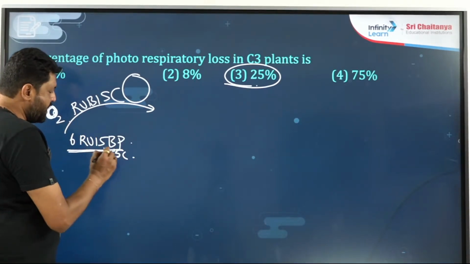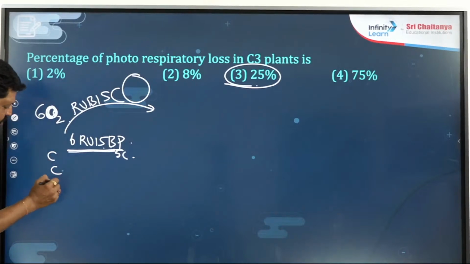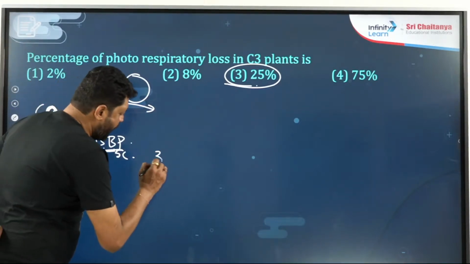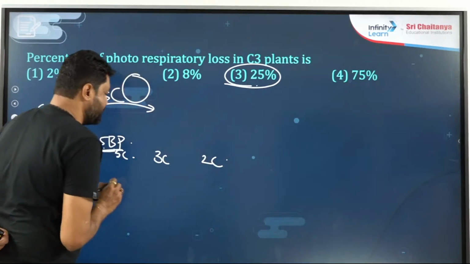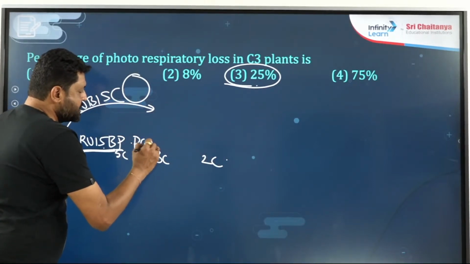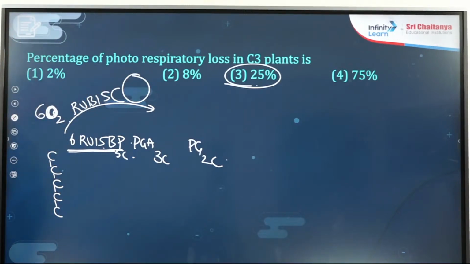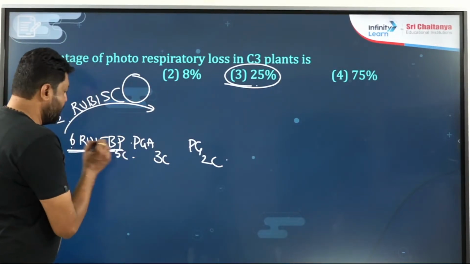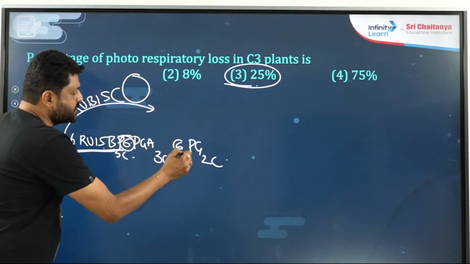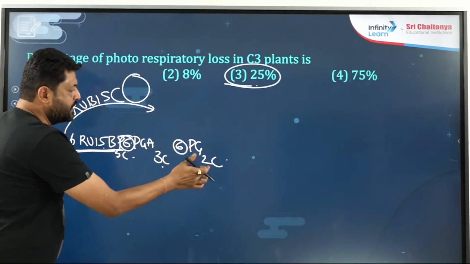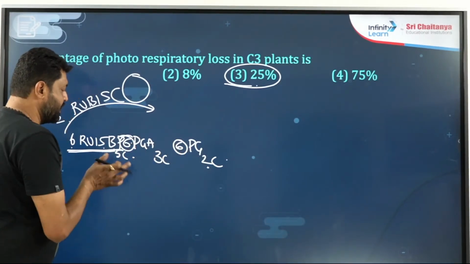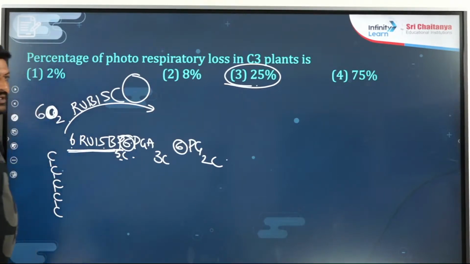Then this RuBP, 1, 2, 3, 4, 5, a 5 carbon substance, organic pentose sugar, will be broken into 2 pieces. One is 3C, another one is 2C. 3C is phosphoglyceric acid, 2C is phosphoglycolate. How many moles? Here it is 6. 6 3s are 18. 2 6 are 12. 18 plus 12, 30. 5 6 are 30. Was it clear?